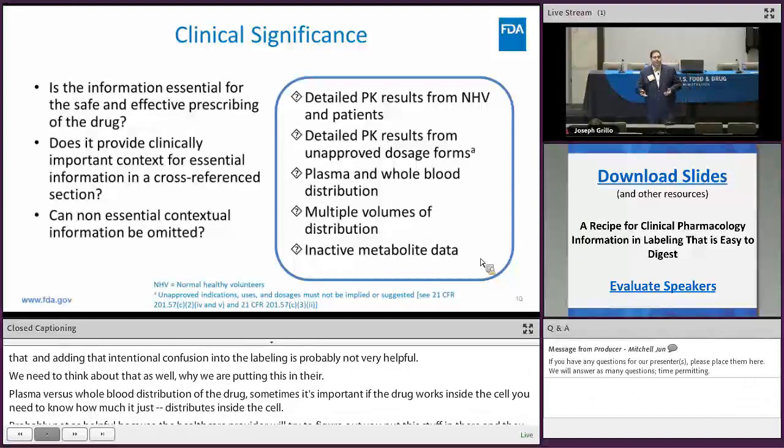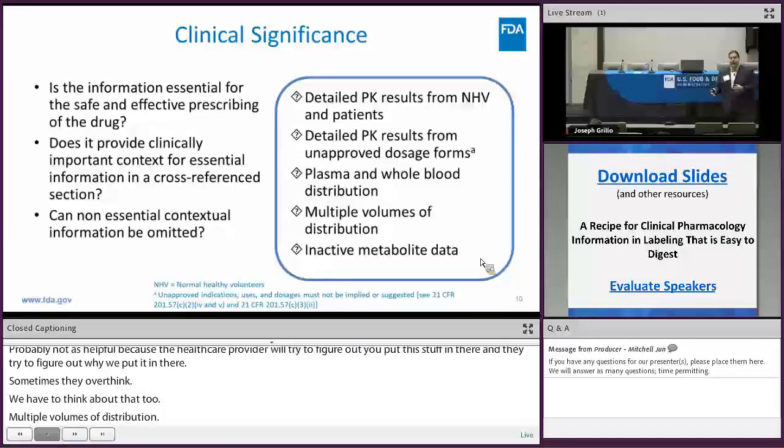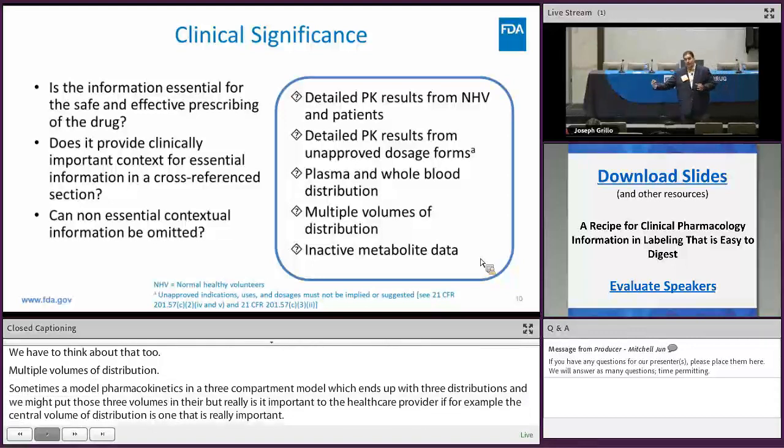Multiple volumes of distribution. So sometimes they'll model pharmacokinetics, and it'll be something they call a 3-compartment model, which will end up with 3 different volumes of distribution. And for completeness sake, we might put those 3 volumes in there. But really, is that important to the healthcare provider who doesn't really know what they are? If, for example, the central volume of distribution is the one that's really important, or something. So we have to really think about that. Are we putting it in because it's clinically important, and we can tie that to something on how the healthcare provider could use this information, or are we putting it in just for the sake of putting it in because we have it?